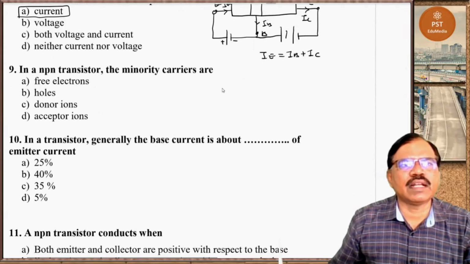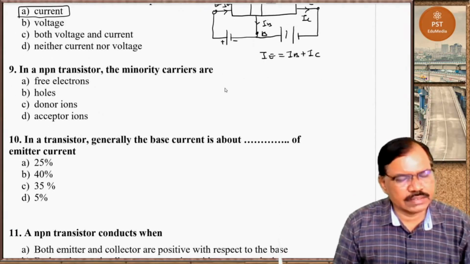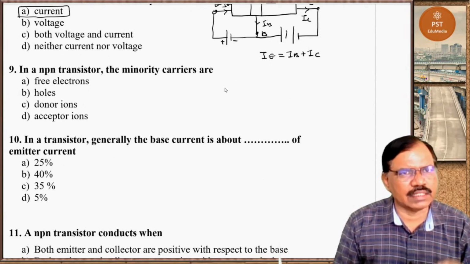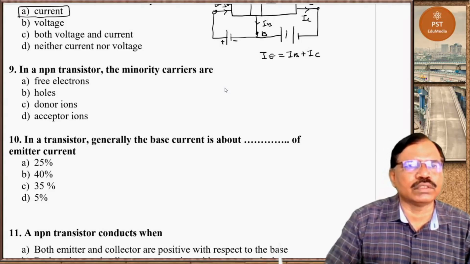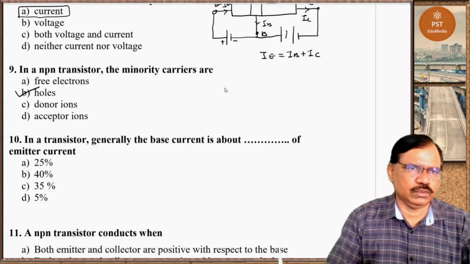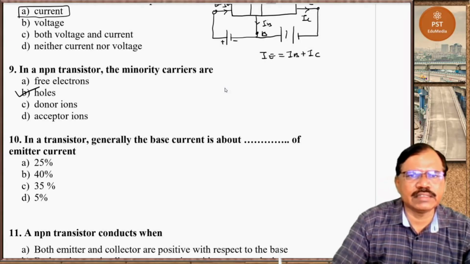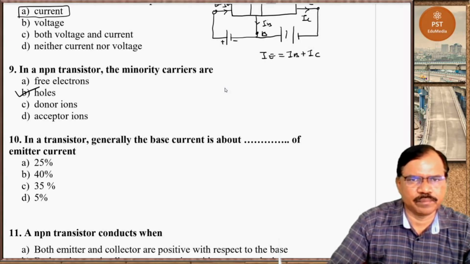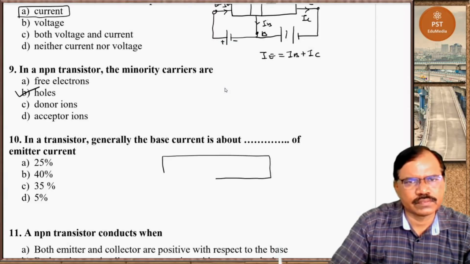In NPN transistor, majority charge carriers are electrons. Minority carriers are holes. Now in transistor, generally the base current is about a small percentage of the emitter current. So suppose we take here a transistor.